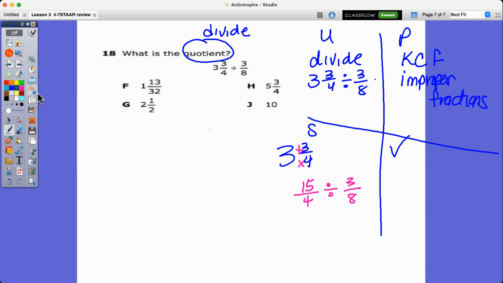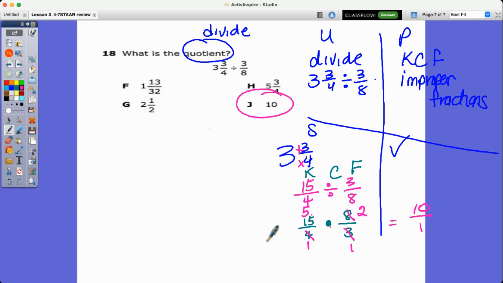We need to do keep. I keep this the same. Write it again. I change my sign from division to multiplication, and then I flip my fraction over. My kids learned how to simplify ahead of time. I noticed that 4 and 8, 4 is a factor of 8, so I'm going to simplify this to 1 and simplify this to 2. 3 is also a factor of 15. I'm going to divide this by 3, I get 1. This by 3, I get 5. I multiply straight across. 5 times 2 is 10 over 1.